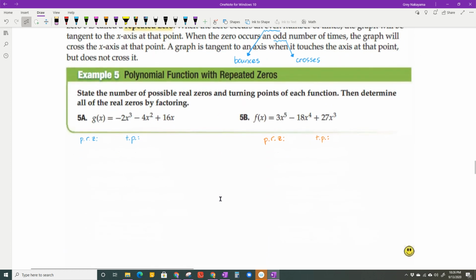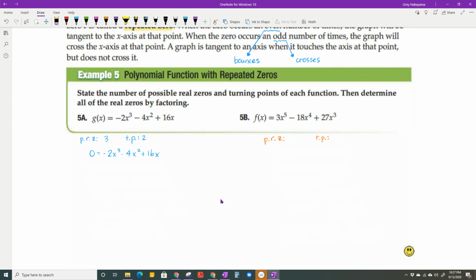Okay, so same thing we've been doing. State the possible number of real zeros and turning points of each function. Then determine all the real zeros by factoring. So I have g of x equals negative 2x cubed minus 4x squared plus 16x. The highest exponent is a 3, which means my turning points is 1 less, or 2. And now I'm going to set it equal to 0 to factor. Again, they go 3, 2, 1, so there's not any quadratic-like yet.